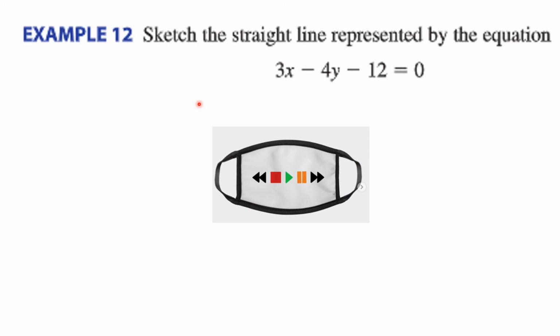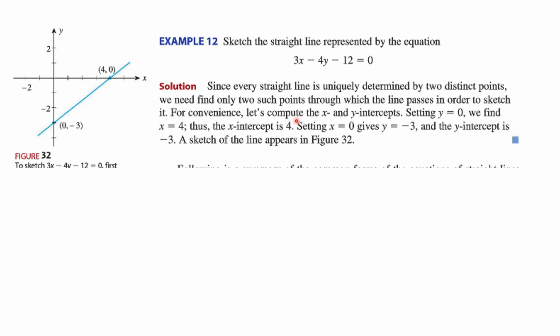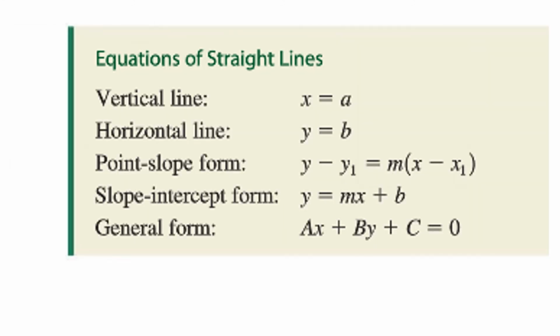So you're to sketch the straight line represented by this equation. You know what to do. Let's see how you did. The easiest way to do a problem like this is to pick the intercepts. So I pick y to be 0, I get x to be 4. And if I pick x to be 0, I get y to be minus 3. 2 points will determine a line, and that's all we need to do to plot that.